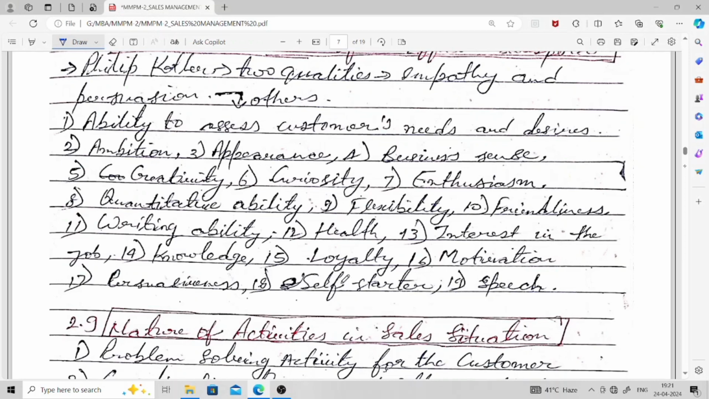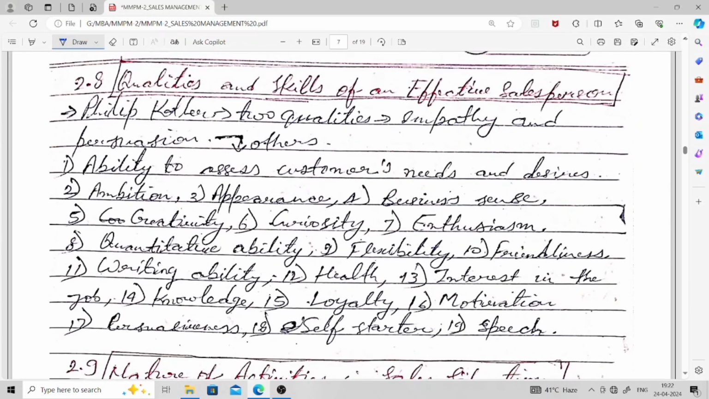And then you have 2.8, qualities and skills of an effective salesman or salesperson. What different kinds of qualities and skills are required for being an effective salesman? Philip Kotler, a renowned scholar, said that two qualities are required: empathy and persuasion. It means salespeople should be able to understand others' needs, and by understanding that, they should also be able to persuade people.